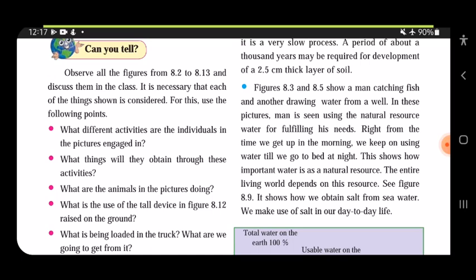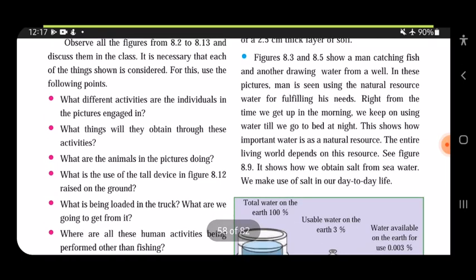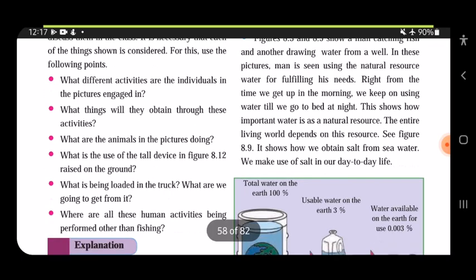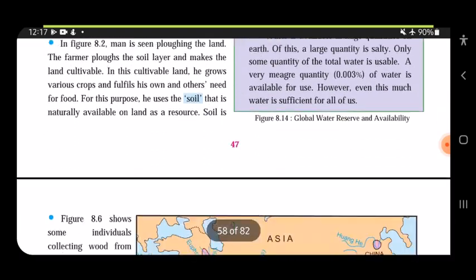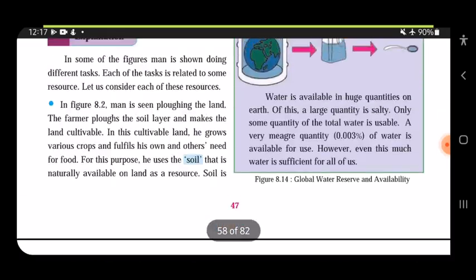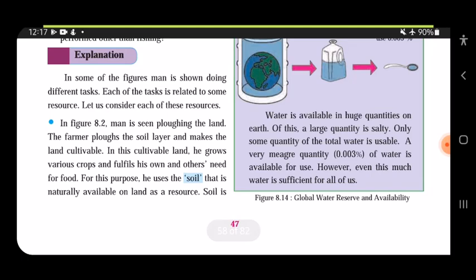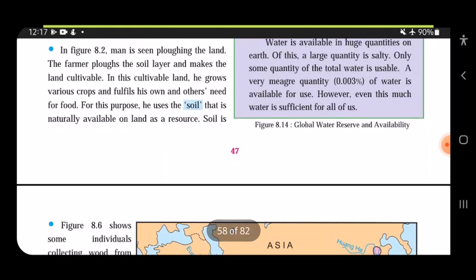See figure 8.9. It shows how we obtain salt from sea water. You all must have seen these small mountains of salt, right? We make use of salt in our day-to-day life. In our day-to-day life, we require salt. Okay? Let's move further.